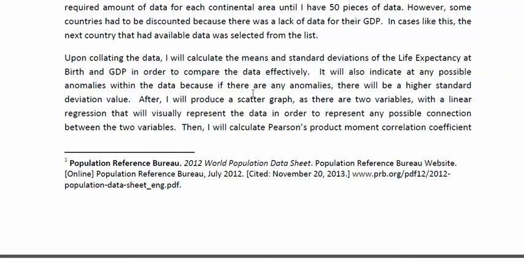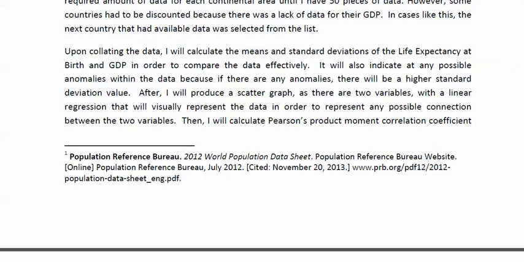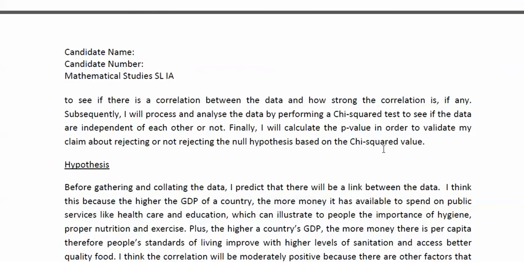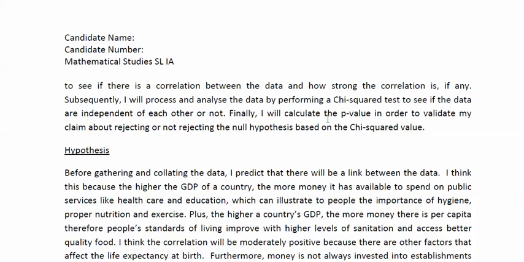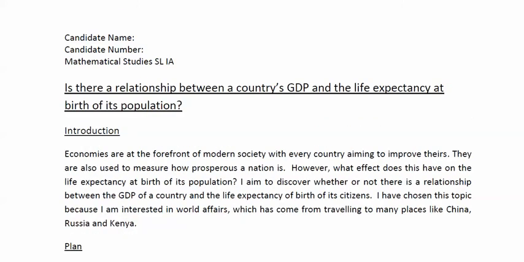Then he talks about what he's going to do and why. They're going to do a scattergraph first of all, and talk about linear regression. They're going to do a linear regression on it, calculate Pearson's product moment correlation coefficient, and do a chi-squared test, and also give the reason for it. Now, this is the important bit: most of the statistical investigations are based on 2 variables. So the 2 variables here are GDP and life expectancy.